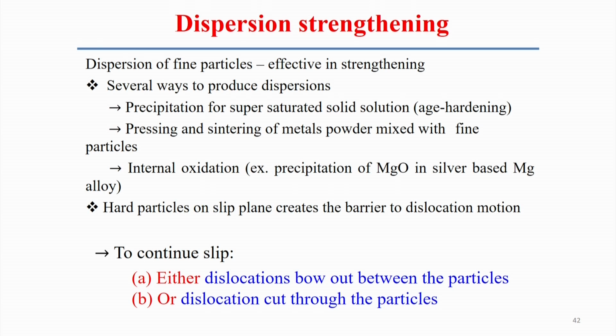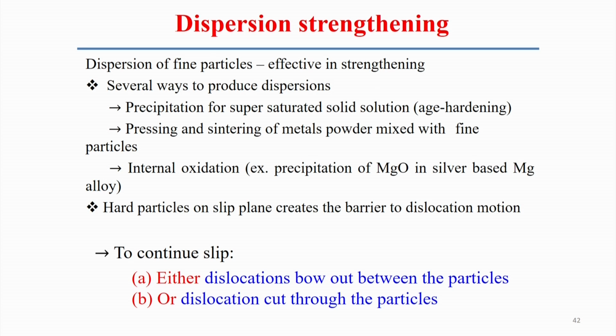To look into that, if we bring in dispersion strengthening, we can correlate it to precipitation strengthening. Here also, dispersion of fine particles is effective in the strengthening mechanism. But what are the different ways to produce the dispersions? One way is the precipitation from the supersaturated solid solution. This is basically what happens in age hardening.